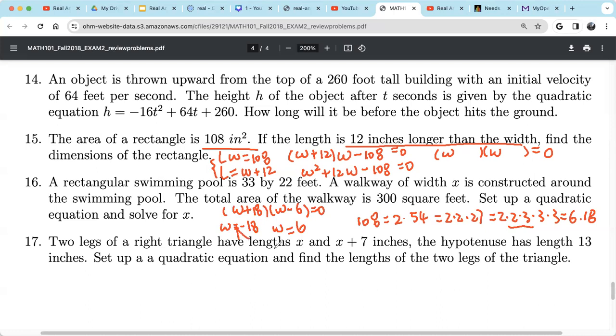So the width is 6 inches. And the length is 12 inches more than the width, so 12 plus 6 is 18 inches. All right. Because it's asking for dimensions, we say the width is 6 inches and the length is 12 plus 6, which is 18 inches.